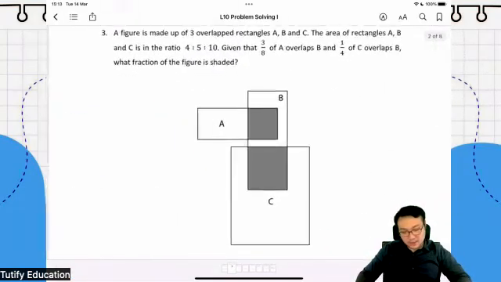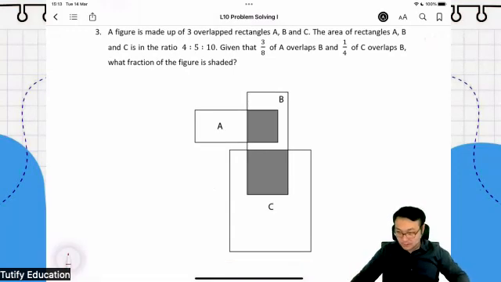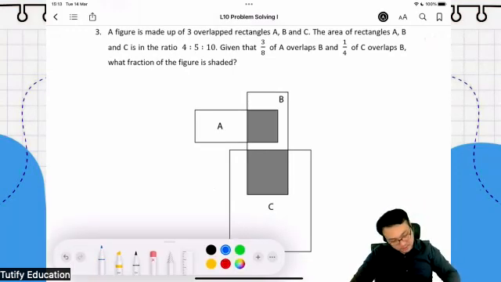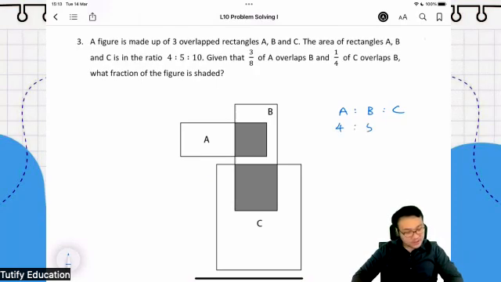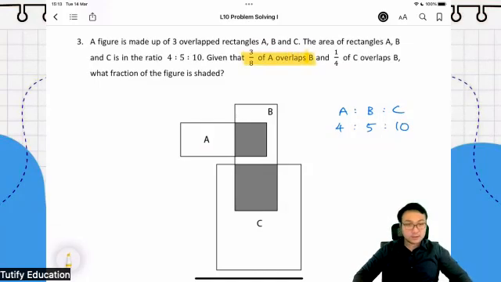So let's take a look at the next one. Okay, students. Over here, they're telling us that the ratio A to B to C. Okay, the area A has 4 units. The area B has 5 units. The area C has 10 units. Okay, so they said that 3 out of 8 of A is overlapping B.